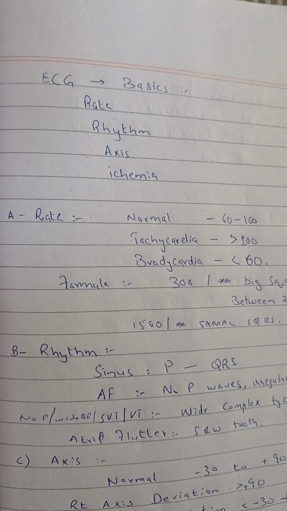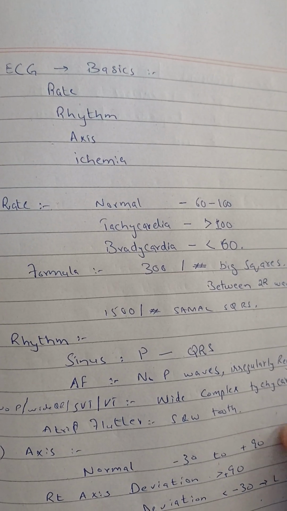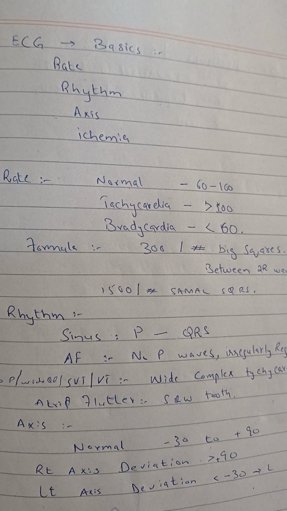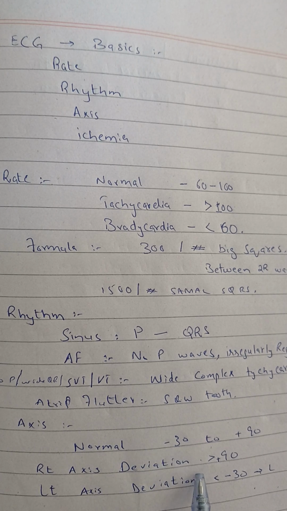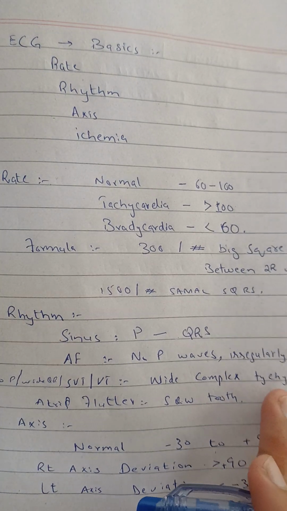Next we will see the axis. For axis, the normal axis shall be -30 to +90 degrees. Right axis deviation is when it is greater than 90, and left axis deviation is when it is less than -30. Left axis deviation occurs in left ventricular heart failure. Right axis deviation occurs in pulmonary embolism.